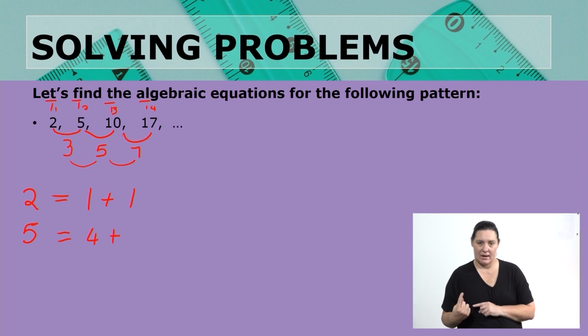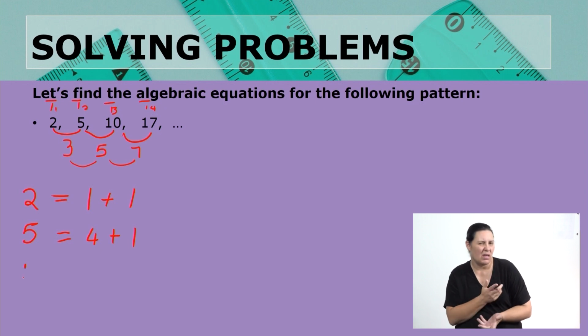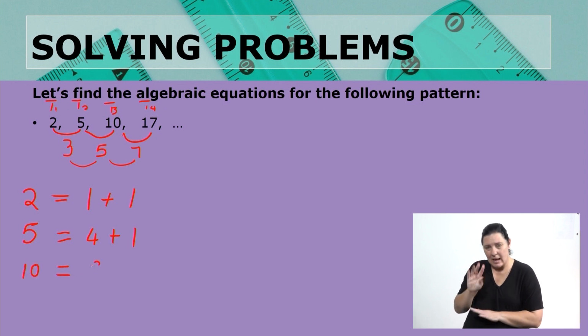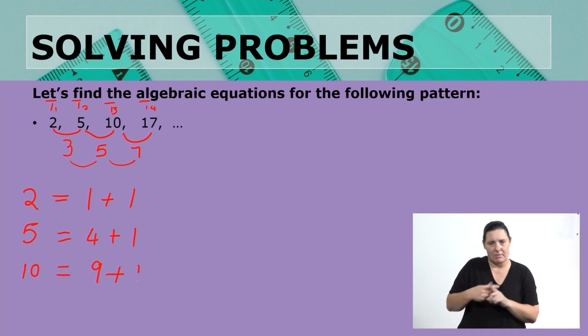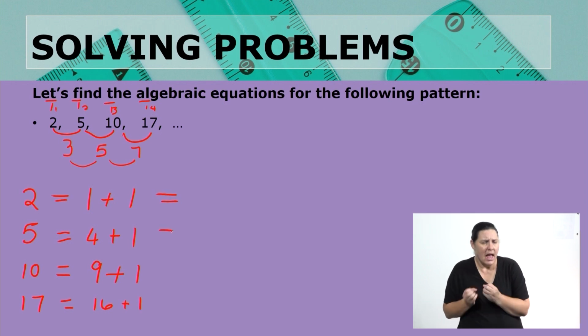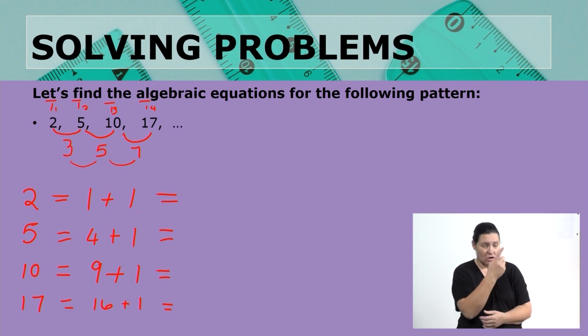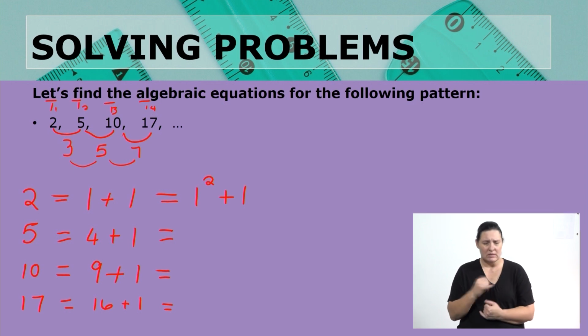4 plus 1. Now, I'll tell you why I'm choosing the 4 now. But when I look at the 10, again, I am seeing a pattern that is 9 plus 1. And again, when I look at the 17, I can see that the pattern there is 16 plus 1. So what is happening here? How does it relate to the term number? So with the first term, we can just say there it's 1 squared plus 1. Because 1 squared is 1, and when we add 1, the answer there is 2.